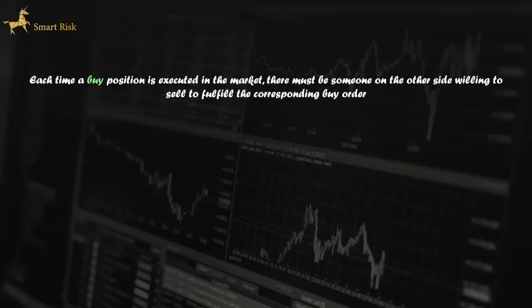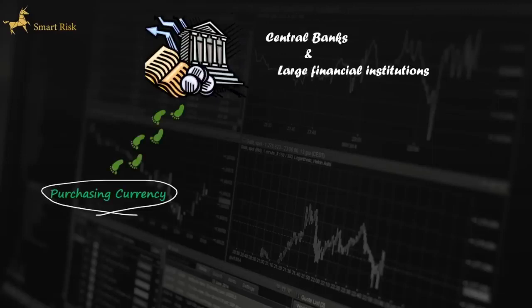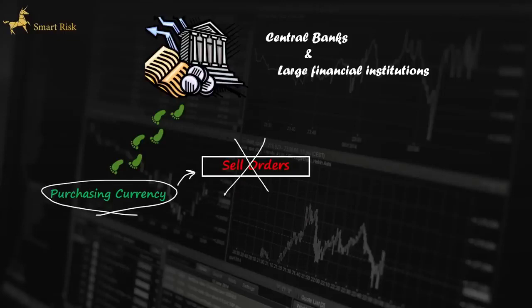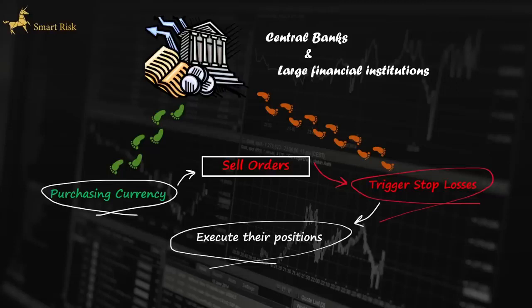Each time a buy position is executed in the market, there must be someone on the other side willing to sell to fulfill the corresponding buy order, and vice versa. Now, let's imagine that large financial institutions are interested in purchasing a currency pair with a large number of orders. To do this, they require a significant number of sellers and corresponding sell orders in the market. This is essential because, without available sellers in the market, no transactions can take place. Therefore, smart money needs to trigger the stop loss and buy stop orders that are already present in the market to execute their buy positions in the market.